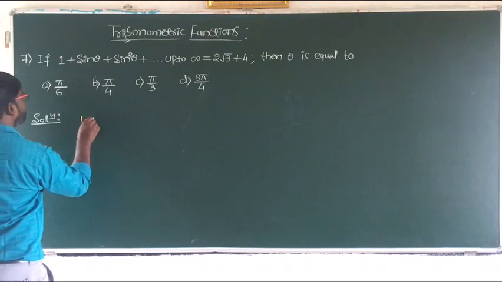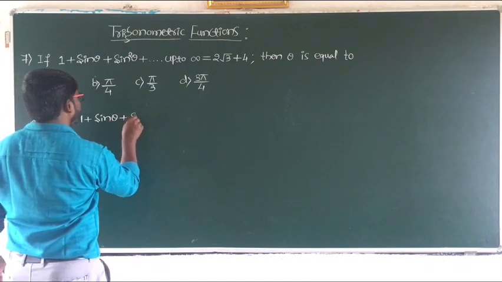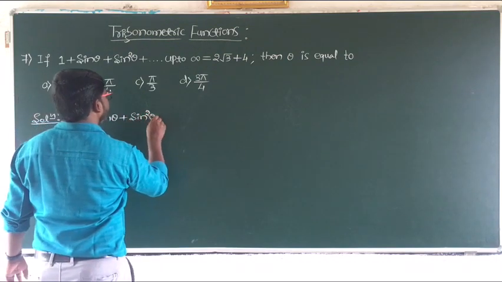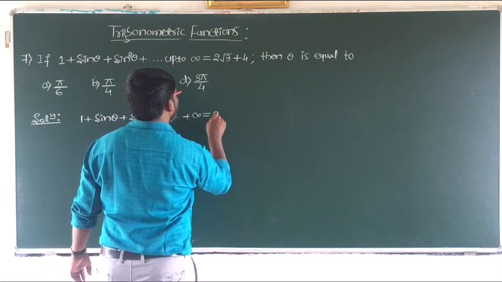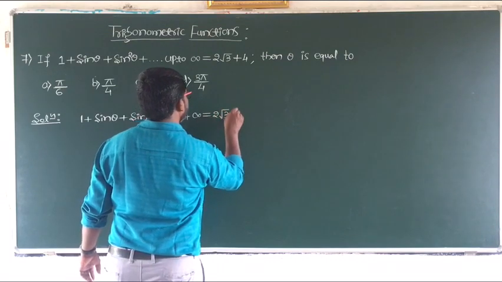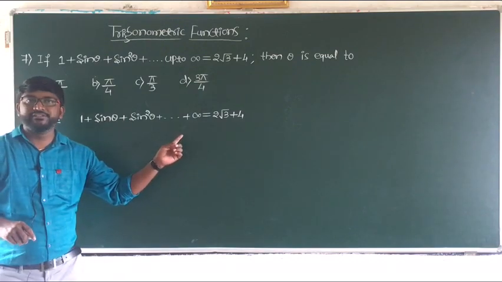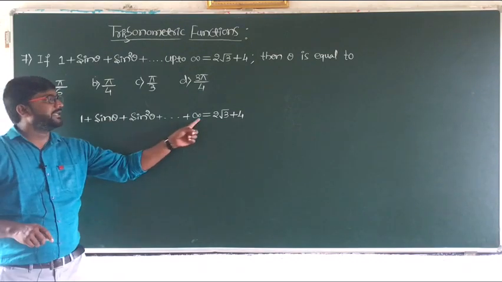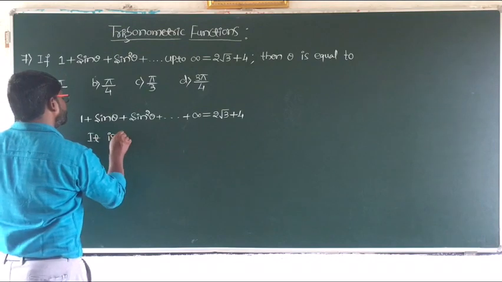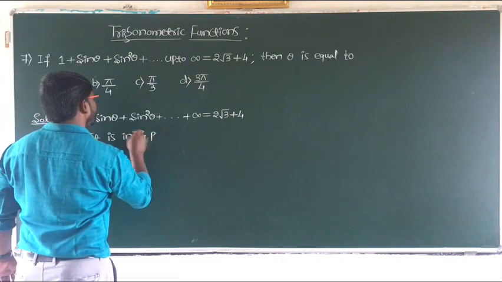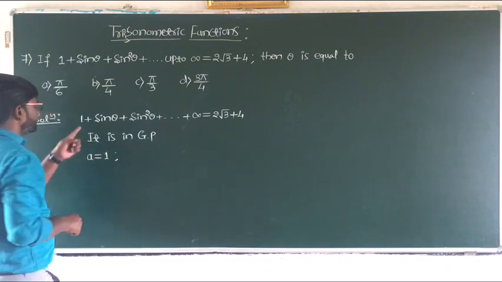We will write the given series 1 plus sin theta plus sin square theta plus so on up to infinity, which is equal to 2 root 3 plus 4. So now this series is in geometric progression and the terms are up to infinity. So here it is in GP and a is equal to 1. So the first term is 1.